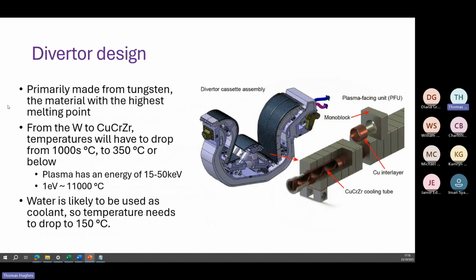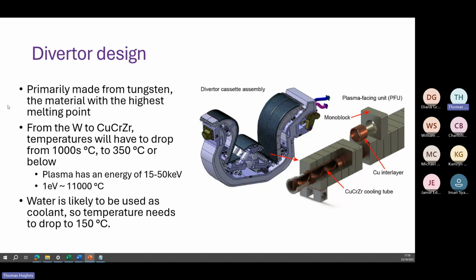So here's a better look at what a cassette looks like. Primarily made from tungsten, which is the metal with the highest melting point, about 3,200 degrees C. And the plasma has the potential to just evaporate that, which is why you want your confinement to be very good. So this is just an example of a little pipe. This whole curved surface is made up of lots of pipes.